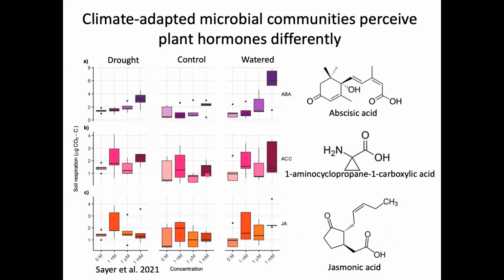We observe this also for other important plant signals involved in mediating plant stress responses and defense. So that might perhaps mean that those bacterial and fungal communities are able to listen in to the plant signaling and perhaps even anticipate impending changes in their environment.